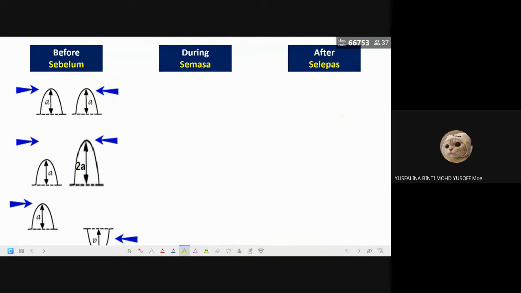So what happens during the interference? Let's say we have two waves. The first wave comes from the left, and this one comes from the right. During the interference, these two waves will overlap each other, so we produce 2A. A plus A is 2A. That one uses the superposition principle.